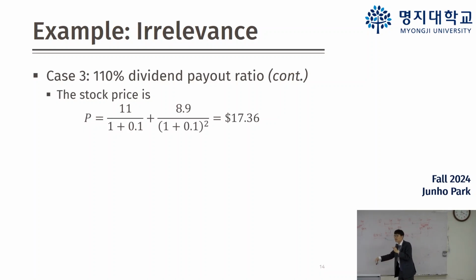So whatever dividend we choose, we can see that we always get the same stock price and the same firm value. So the dividend payout ratio itself does not affect the firm value. Therefore, you should not care about the dividend. You don't have to care about it because everyone will get the same results. So that's the implication that we can have in this example.